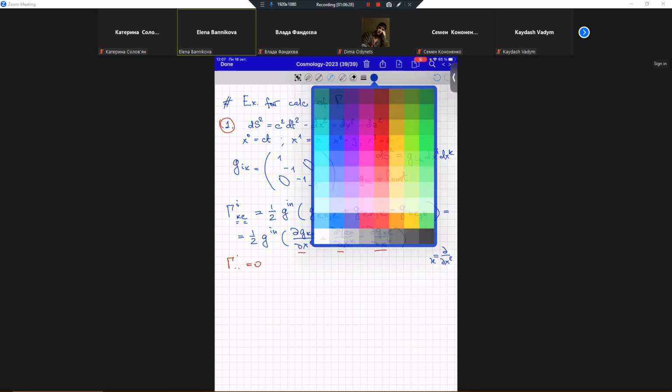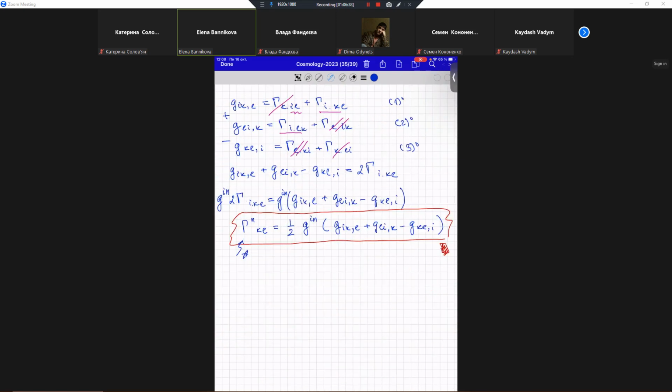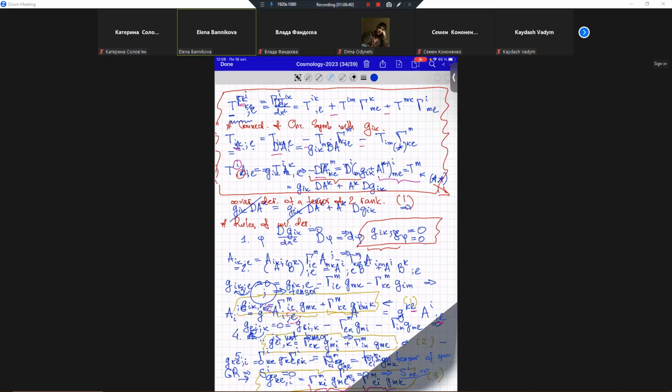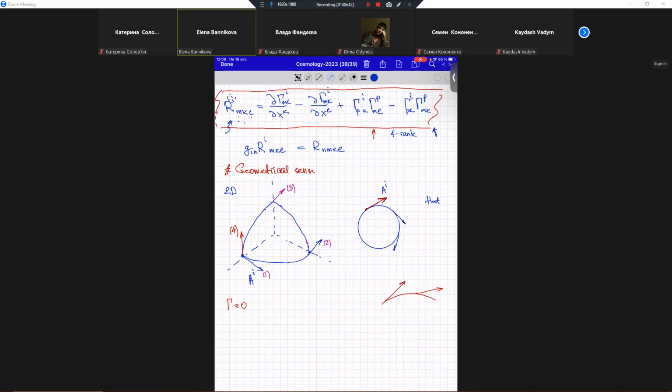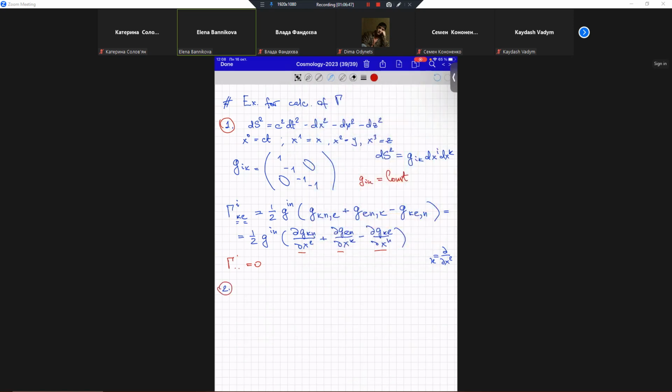The second example, which is not so obvious, and I think we didn't do it. Just let me check. No, we didn't do it. The second one is much more interesting, but much simpler, I decided to choose. So we have 10 minutes, and I think we will be exactly in time. Let's consider the two-dimensional space.